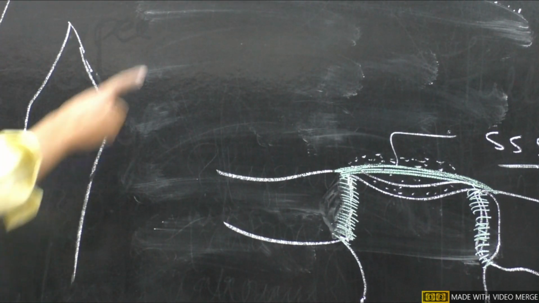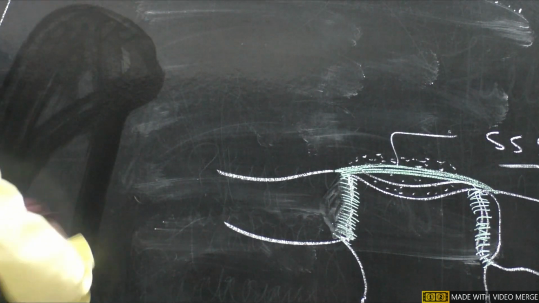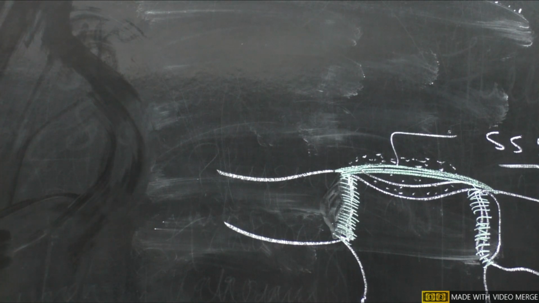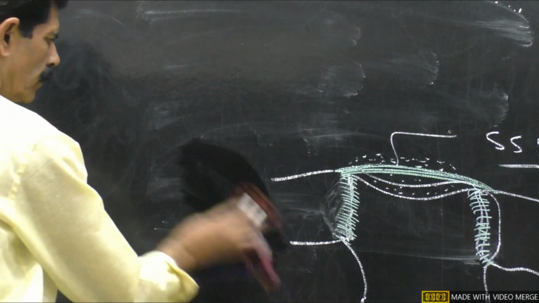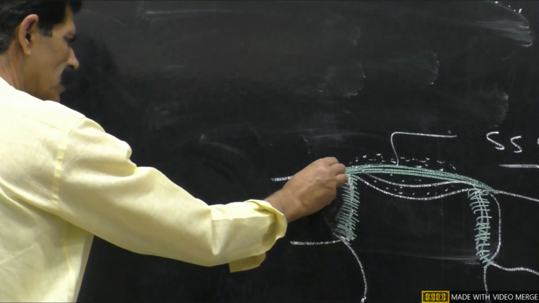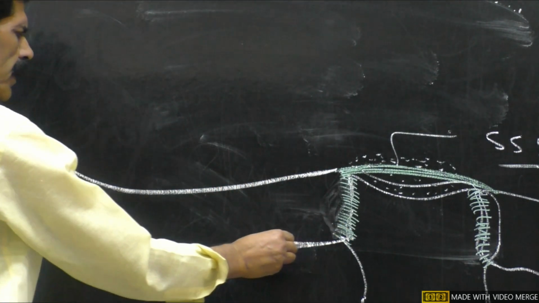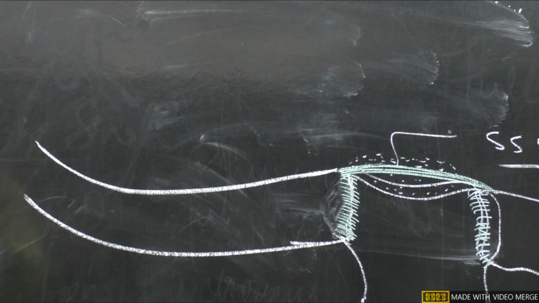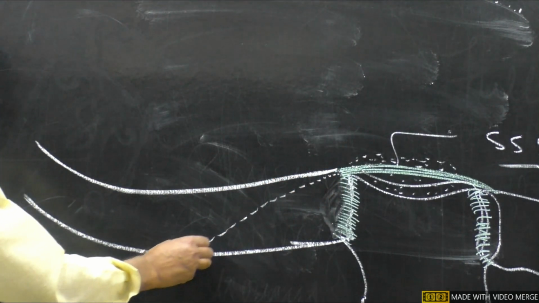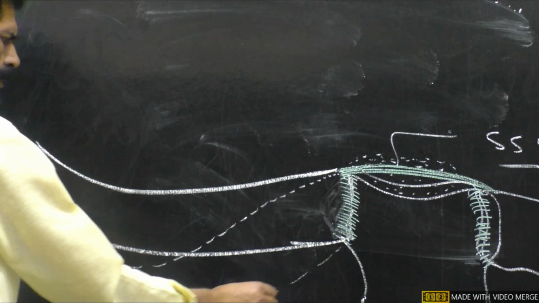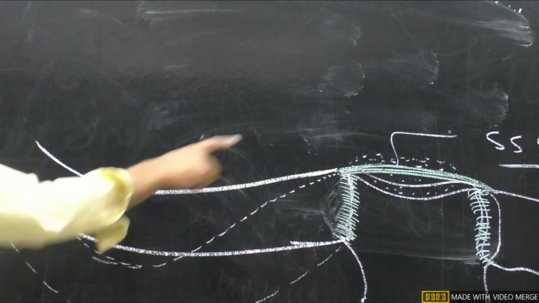Then the next part is the shaft. The shaft of the clavicle is the middle part. It is sinuously curved, with convexity forward and concavity posteriorly. In the female, it is more sinuously curved like this. So convexity in the female is much more than in the male. This is the male bone, this is the female bone.